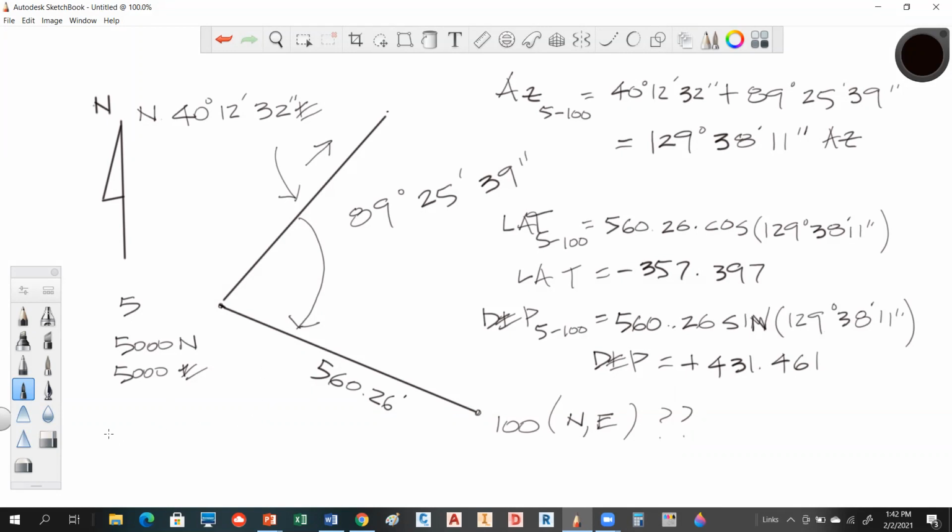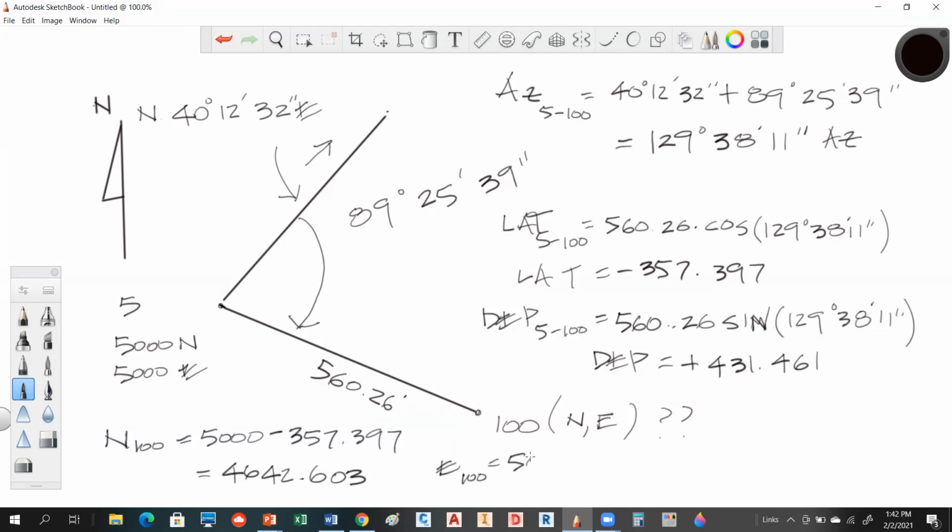So all we do now is say the northing of 100 is going to be the northing of the point we're coming from, which happens to be 5,000, plus that negative 357.397. And that's really just subtracting that. So we have 5,000 minus 357.397. If I did my math right, you guys verify, 4642.603.